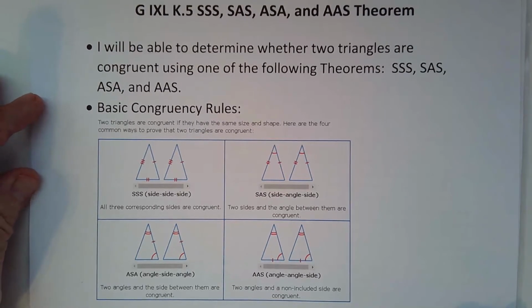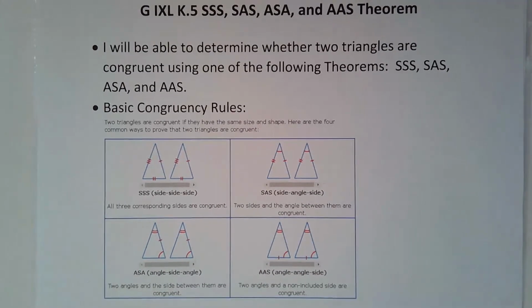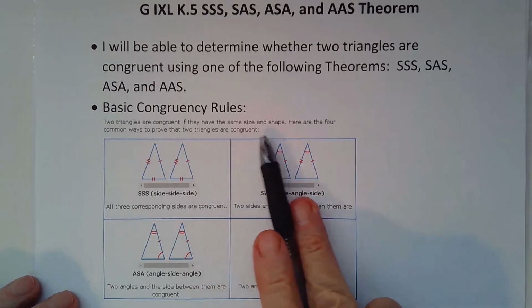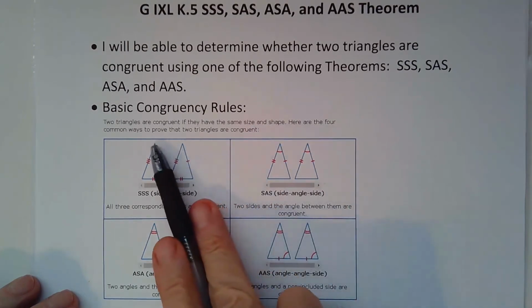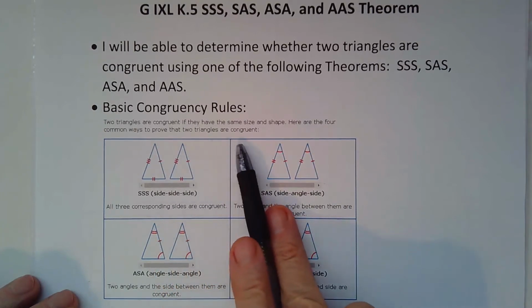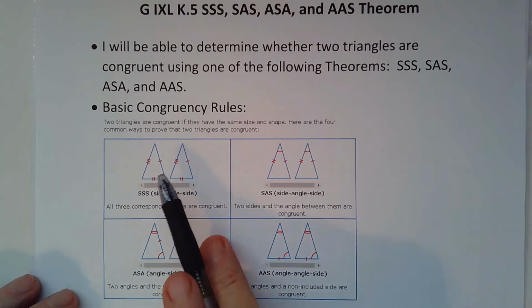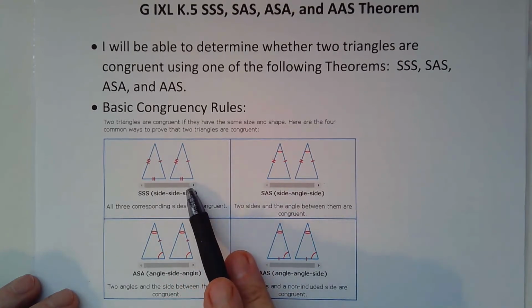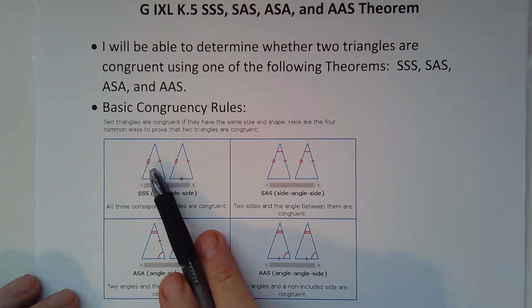So here are the four basic congruency rules. And if you'll remember, two triangles are congruent if they have the same size and shape. Now, here are the four common ways to prove that the two triangles are congruent, and they're the ones we're going to use. So side, side, side, that means you've got three sides, and you'll notice that in corresponding places they have tick marks that are the same.